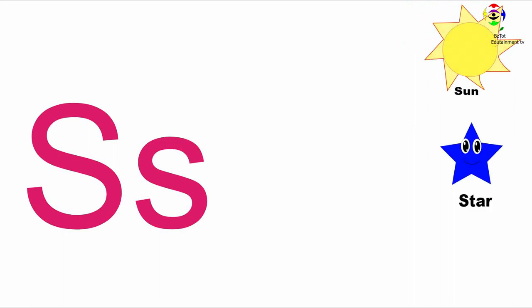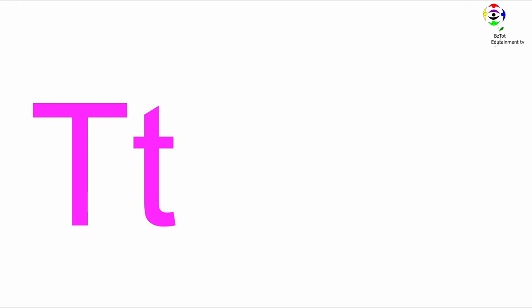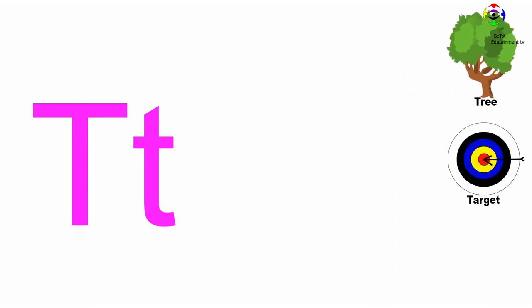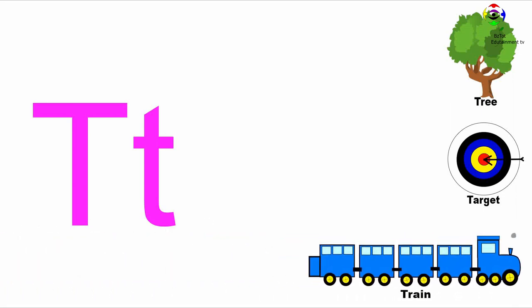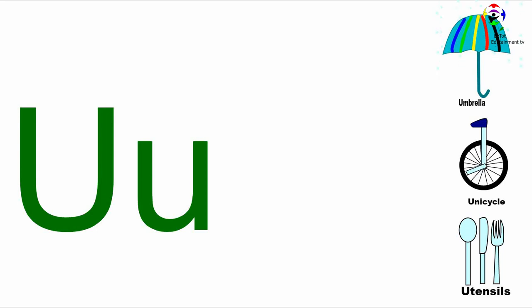S. S is for sun. S is for star. S is for strawberry. T is for tree. T is for target. T is for train. U is for umbrella. U is for unicycle. U is for utensil.